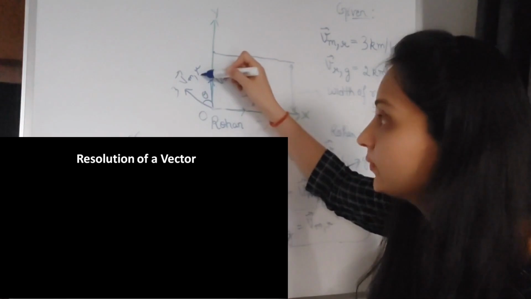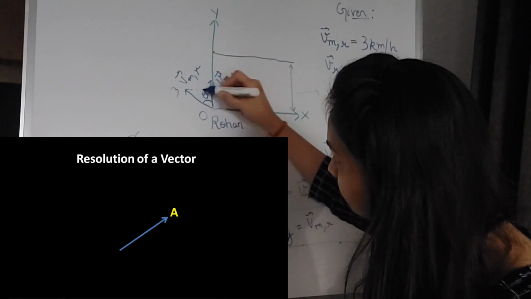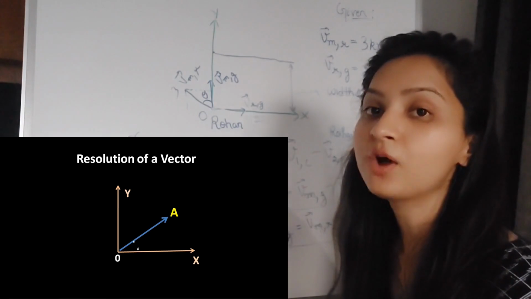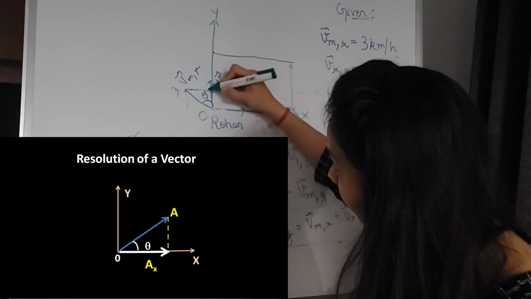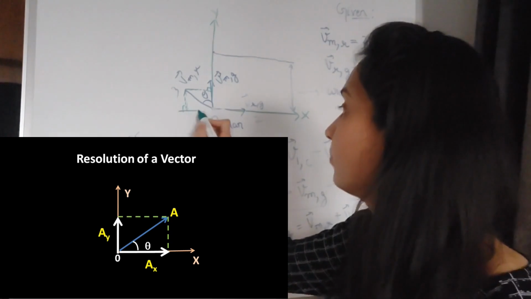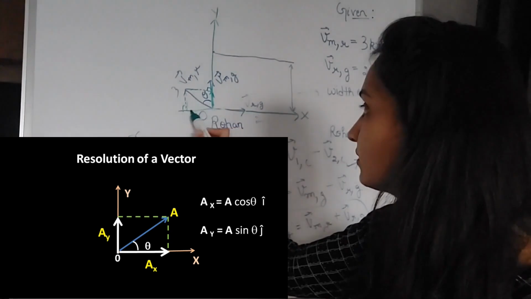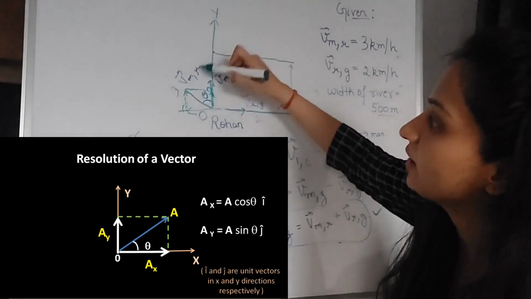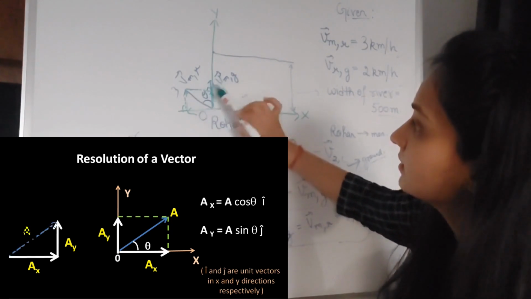However, velocity of man with respect to river is having a component in the y direction as well as in the x direction. So how do we obtain these components? Simply drop a perpendicular from this vector on the respective axis where you want to calculate the component. So this will be resolved into two directions, this and this. This vector, that is velocity of man with respect to river, has a component in the x direction as well as in the y direction.